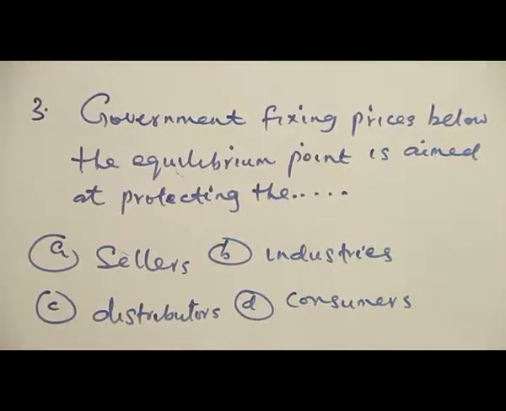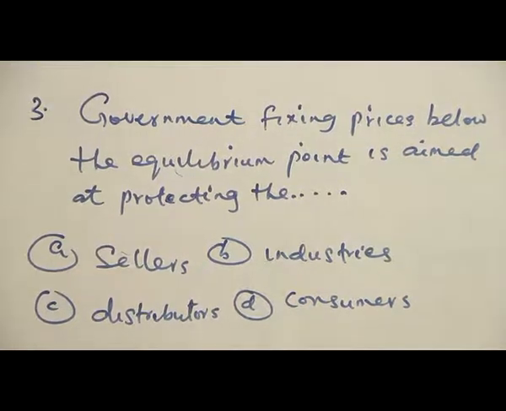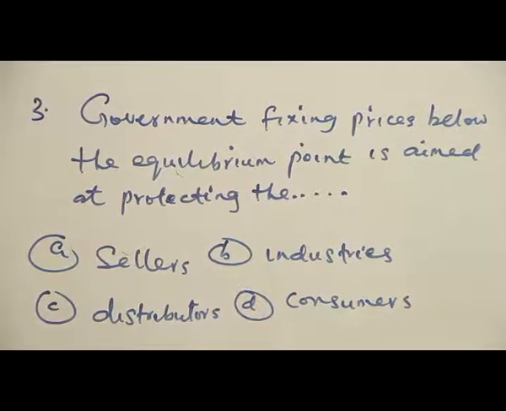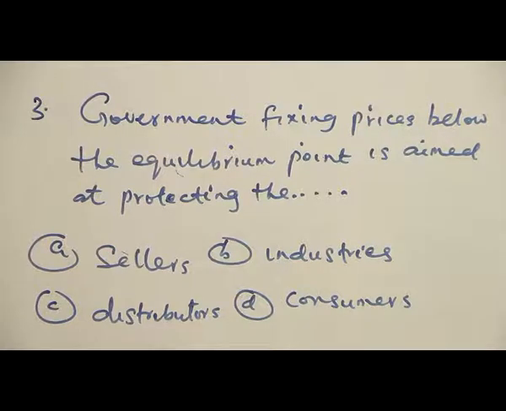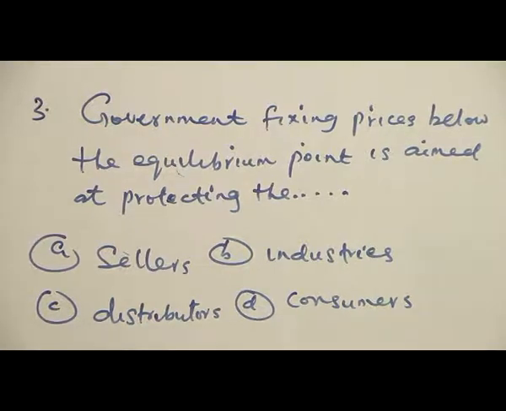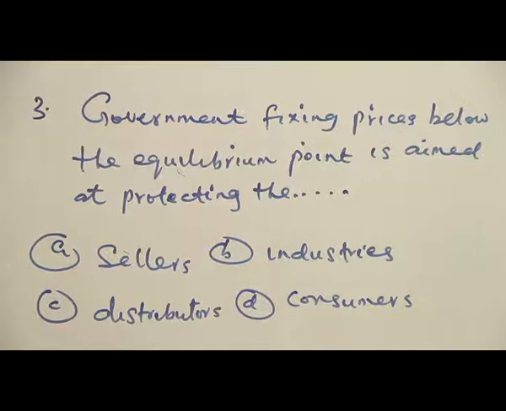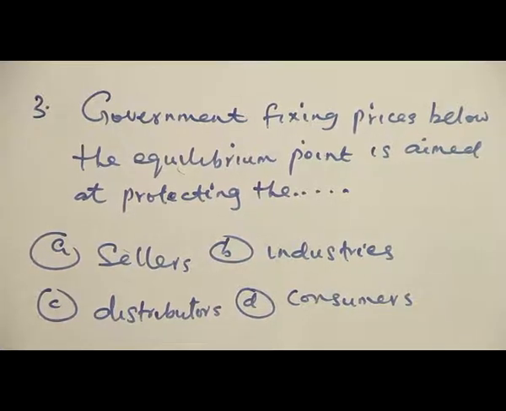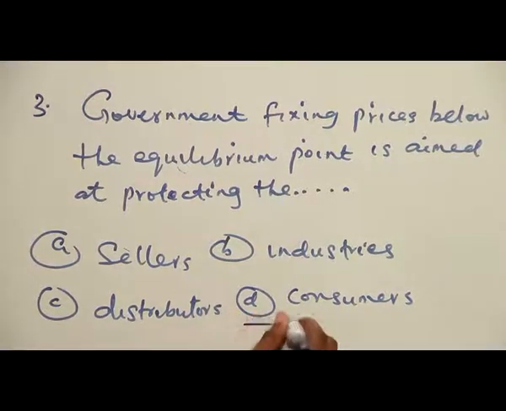Question 3. Government fixing prices below the equilibrium point is aimed at protecting A, sellers; B, industries; C, distributors; D, consumers. The right answer is D.